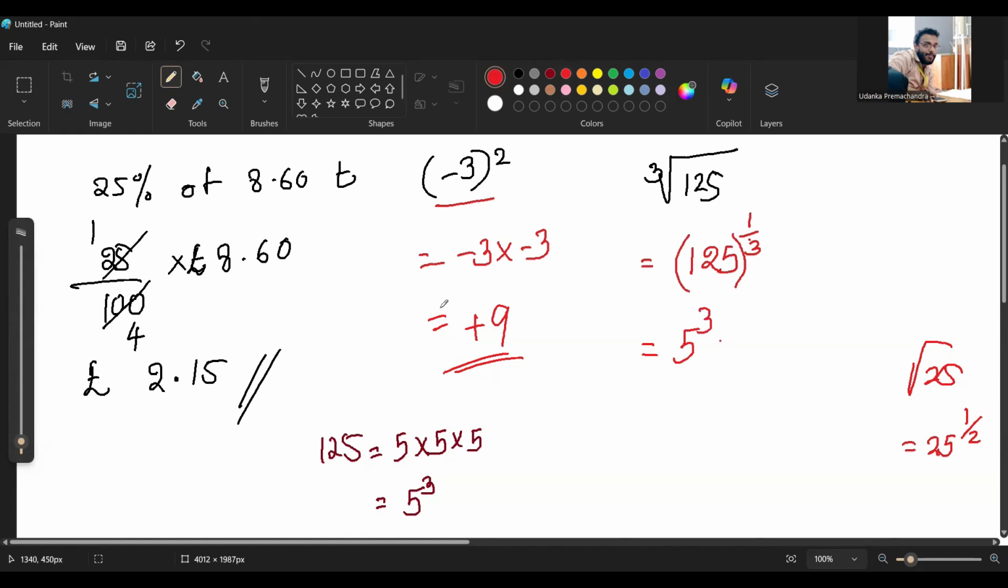Here, they are having another 1 over 3. 5 to the power 3 and another 1 over 3. So, what will happen next? You can cancel 1 over 3 and what? Here 3 and 3 can be cancelled. Final answer only 5. 5 to the power 1. It should be 5. Is that clear? Yes, sir. Okay, good.